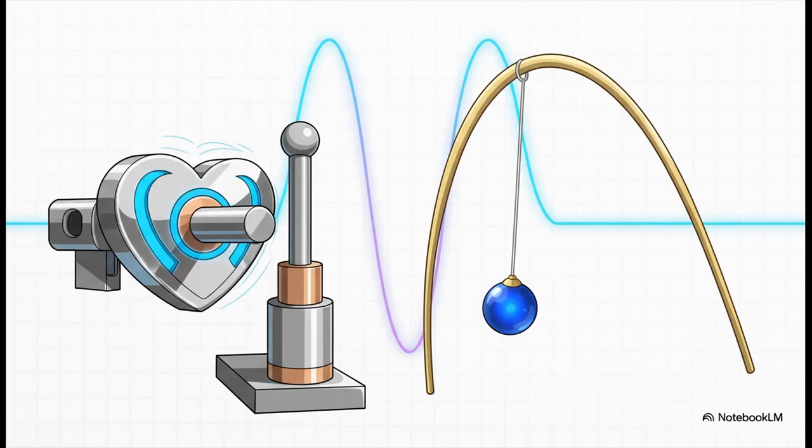Of course, you can't have the follower just jerking around. It would shake the machine to pieces. So, engineers design its motion to follow a very specific, smooth, mathematical curve. A really popular one is simple harmonic motion. Yeah, the same gentle motion as a pendulum swinging back and forth. This provides smooth transitions, which means less vibration, less noise, and less wear and tear.